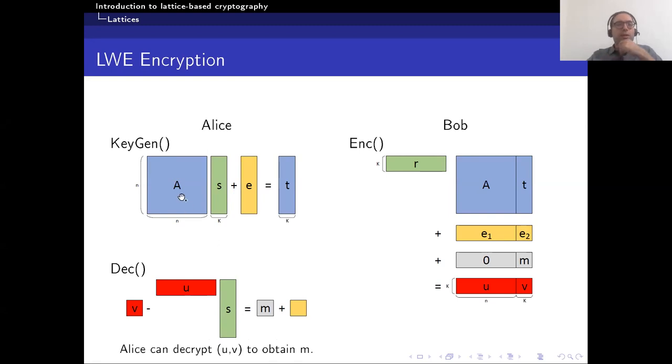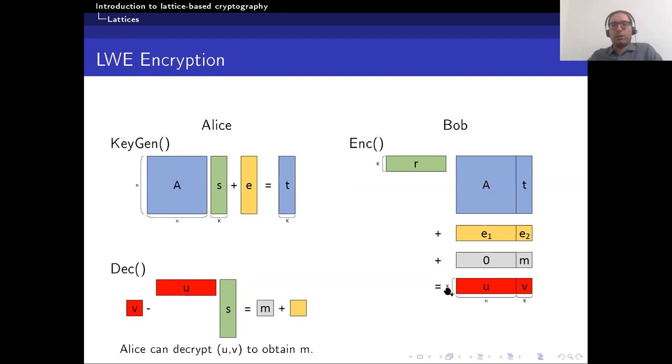So if we consider A has a dimension of n by n, S has k vectors, the T also has k columns. So Bob's random value will have k rows, and therefore the size of the ciphertext will be k times n plus k. As you see here, for encrypting only one bit of the k bit of message M, we have to send a large size of the key as a public key, which is n squared plus n times k as a public key of Alice.